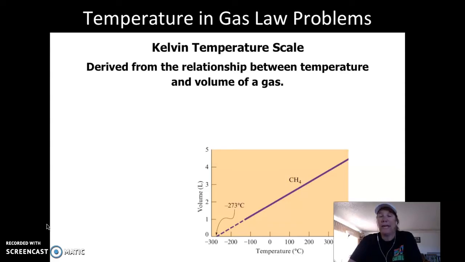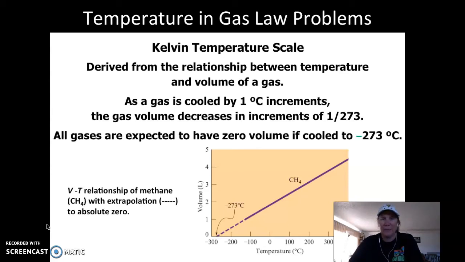Okay, there are no negative numbers in the Kelvin scale. Kelvin starts at what they call absolute zero, when everything is frozen. And that temperature is negative 273 Celsius. So all we have to do, if we have the Celsius temperature, is add 273 to it to convert to Kelvin. Whenever we work with gases, we have to work with the Kelvin scale. So if it says 20 degrees Celsius, just add 273 to it. That's all you have to do.